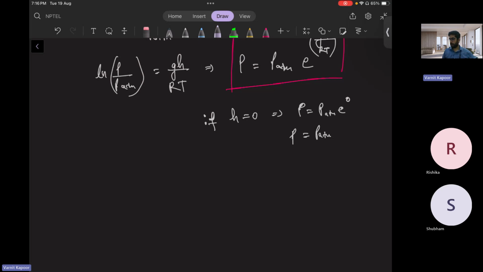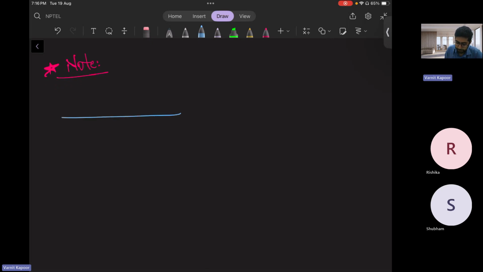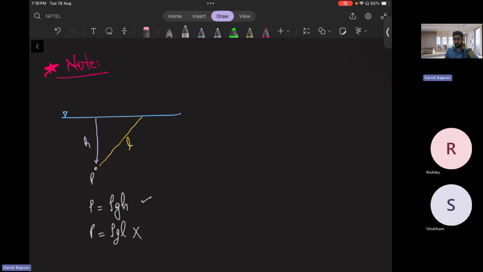So what did we understand so far? That hydrostatic pressure varies with the vertical depth. Okay, with the vertical depth, not any inclined depth or horizontal depth. So let me write a note point here. First point is, if I have liquid like this, and my point of consideration is this, where pressure is P, which is below vertical height H. Suppose I also have an inclined height L, like this. Okay, so if it is asked what the pressure value is, it will be rho g H and not rho g L.